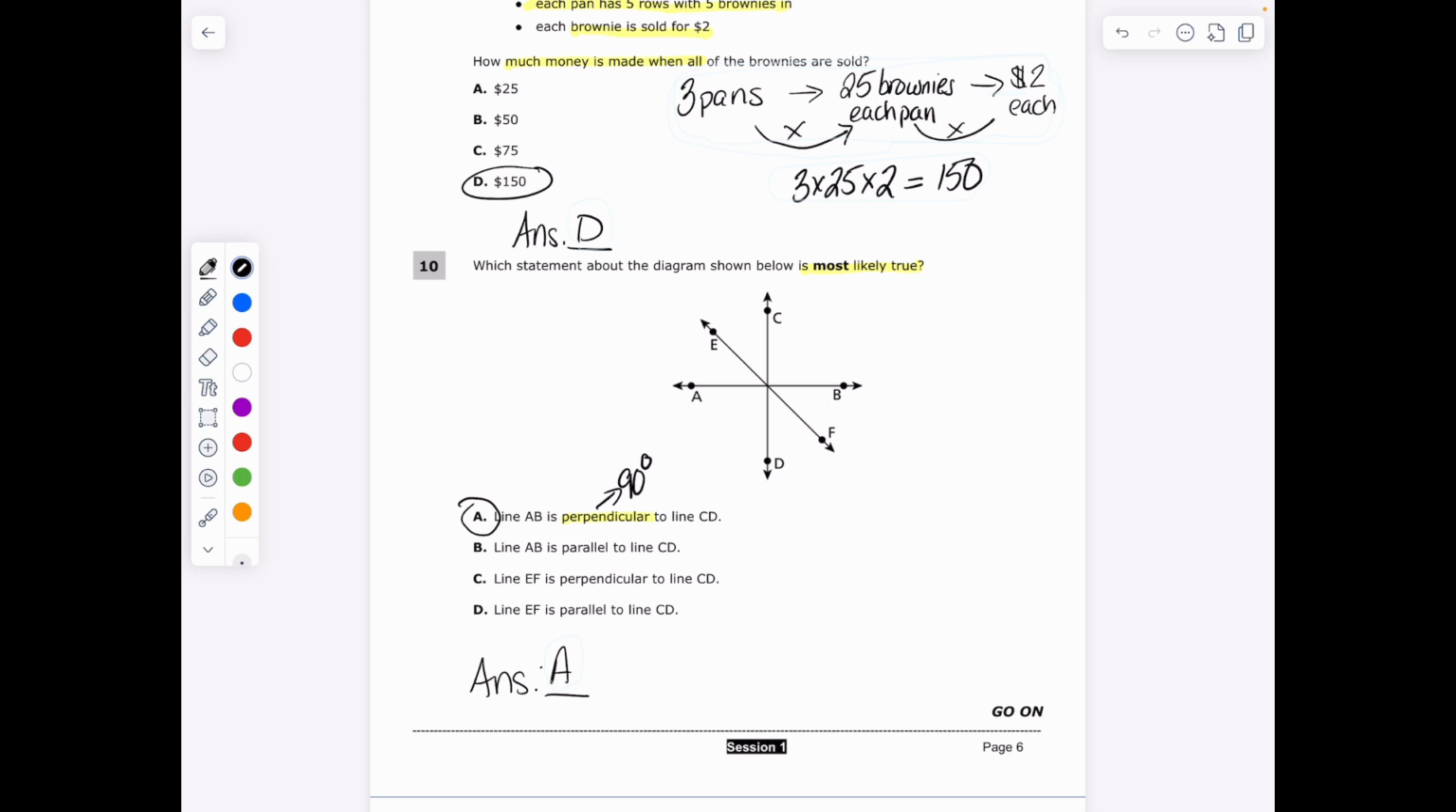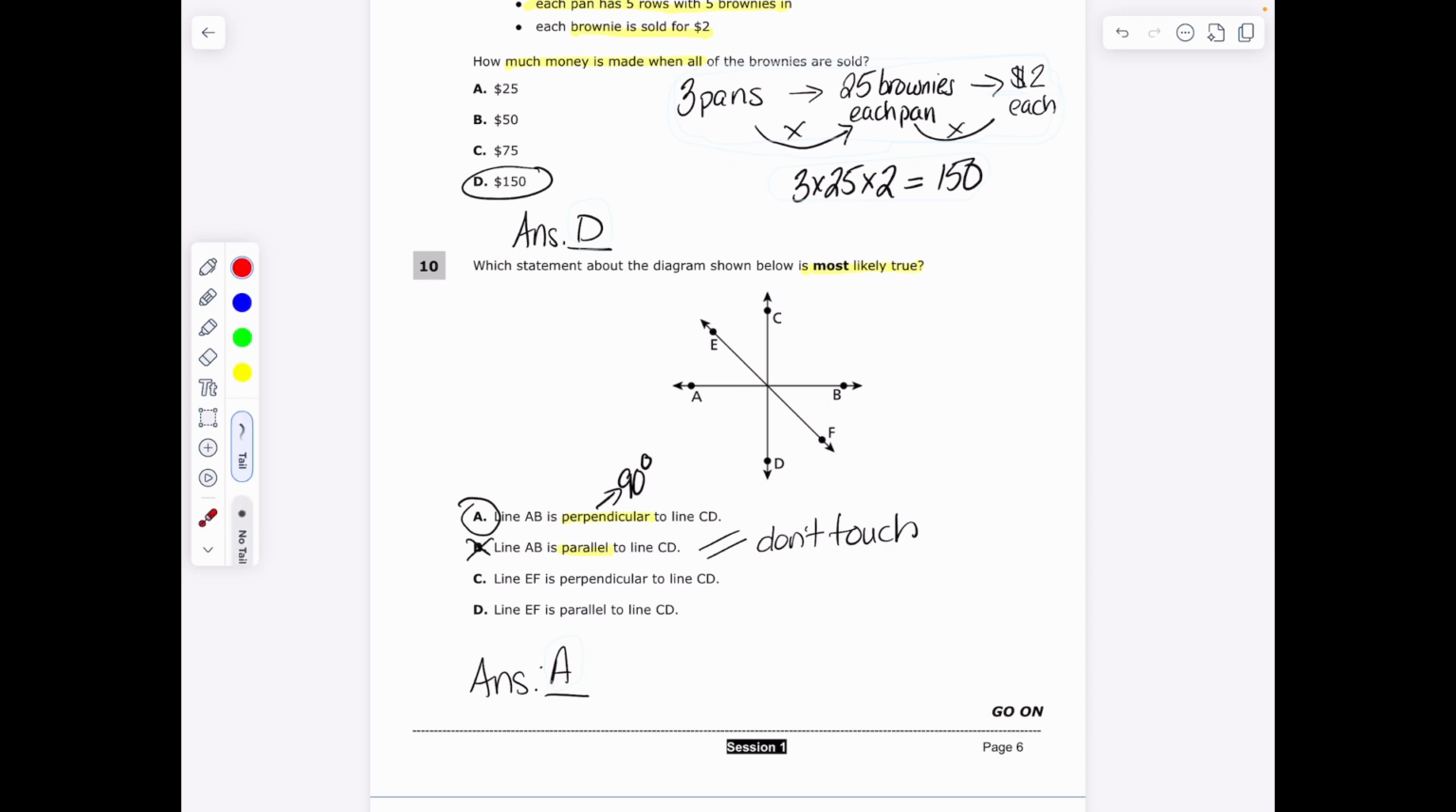So with the second one, we have AB is parallel. When they're parallel, remember it's like parallel parking. They don't touch. They won't ever touch. So here's AB and here's CD. That's not true because they do intersect. So nope, not true.